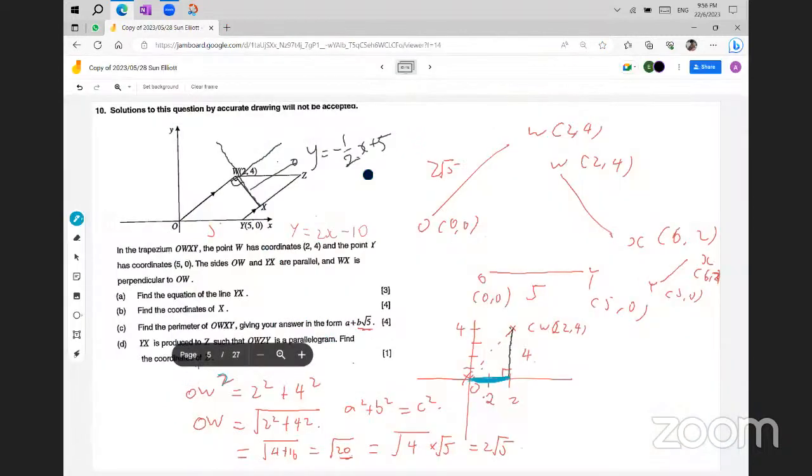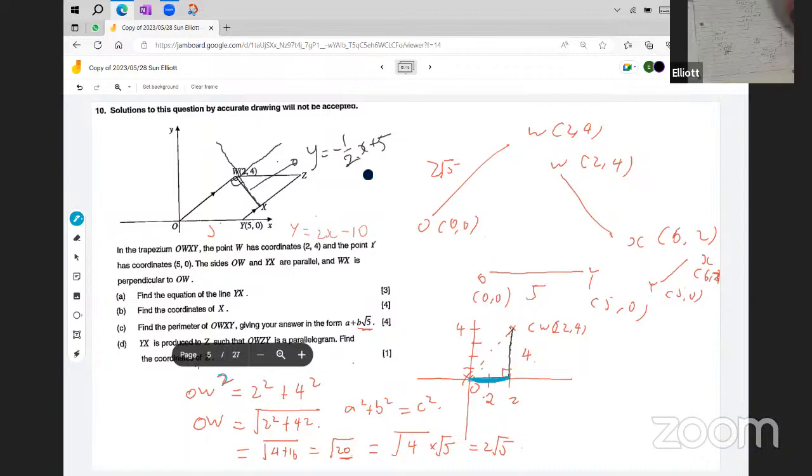Okay. WX, right? One. Oh, because you want to find that perimeter. Yes, of course. Okay. You remember how to simplify root 20? Yeah. No, very nice. Very nice. Okay.